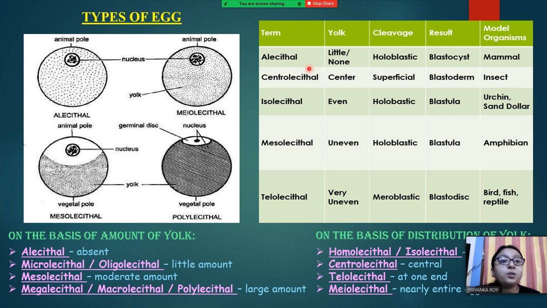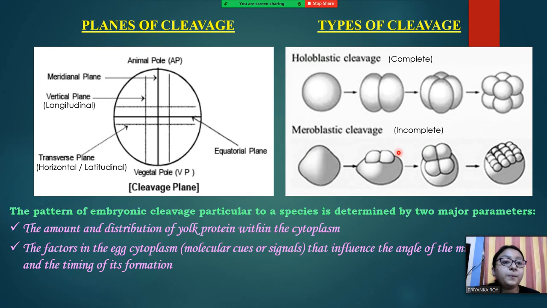So you can see in case of alecithal, the cleavage is holoblastic. Isolecithal, it is holoblastic. Mesolecithal also, it is holoblastic. But in case of telolecithal, it is meroblastic. So what is meroblastic cleavage? It is the incomplete cleavage which occurs when the egg contains a lot of yolk.